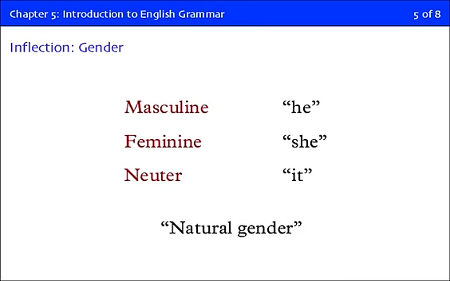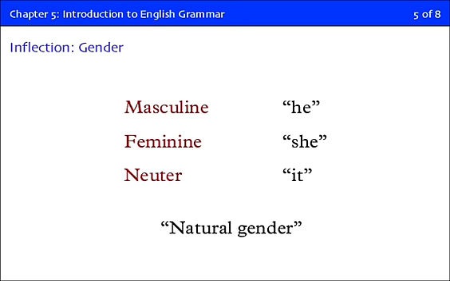And the third thing that can affect inflection is the whole issue of gender. And again, in English, we don't generally differentiate gender except in the pronouns. So if the subject is masculine, we would say he. If it's feminine, we would say she. And if it's anything else, we say it. So in other words, we have three genders in English: masculine, feminine, and neuter.